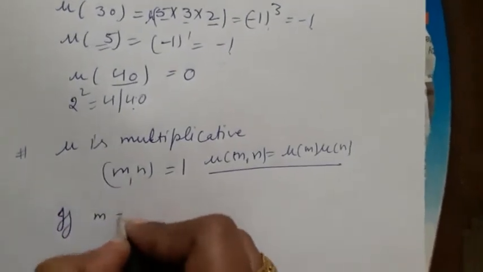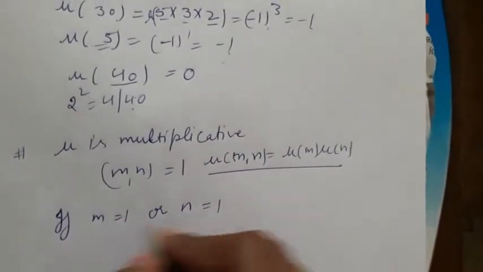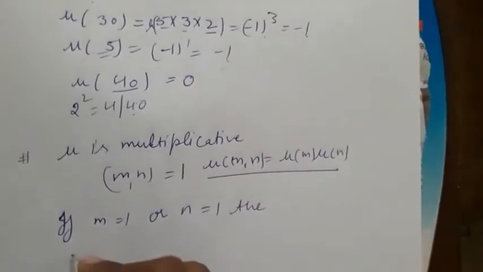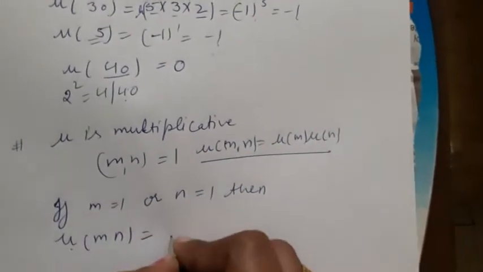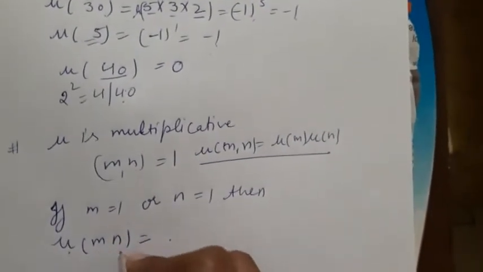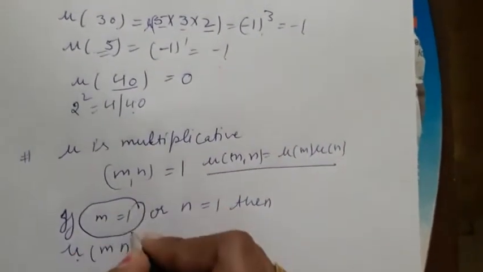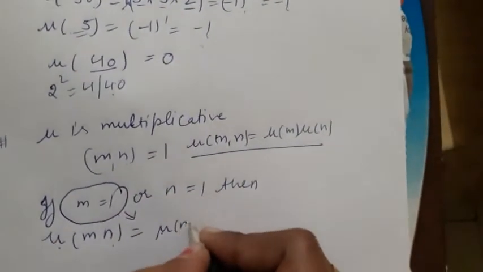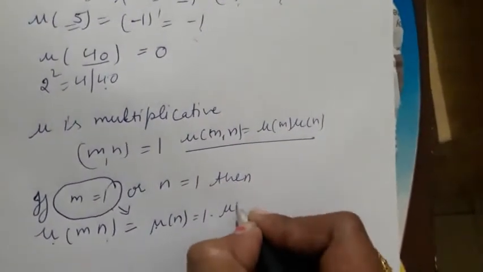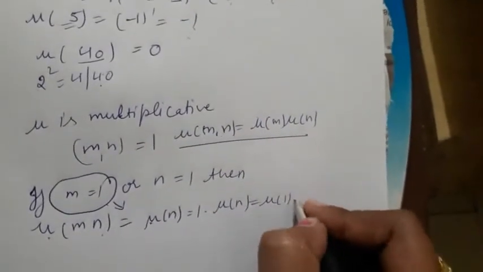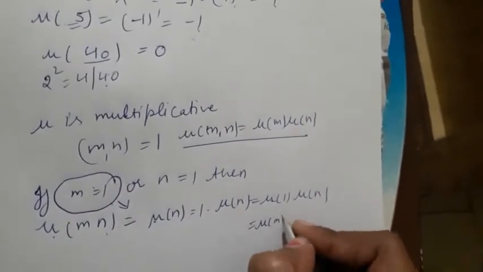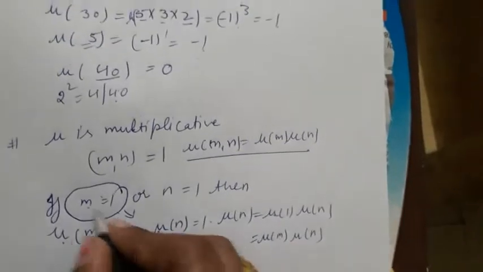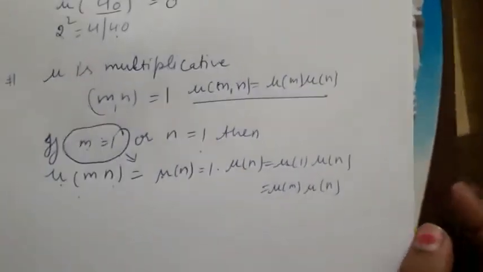If m is equal to 1 or n is equal to 1, then mu of m into n is equal to one number, either it is mu m or it is mu n. Suppose we take m is equal to 1, then its value is 1 into mu n, and 1 is equal to mu of 1. It can be written as mu of 1 into mu of n, and 1 is also equal to m, so that is mu m into mu n. So if any one of them is 1, then the result is the same.